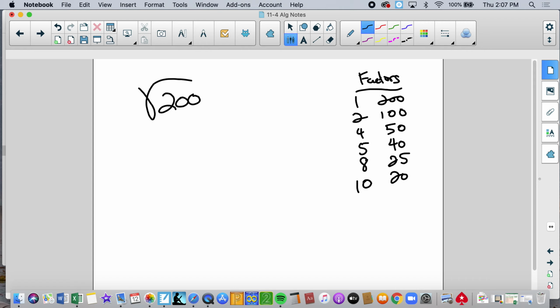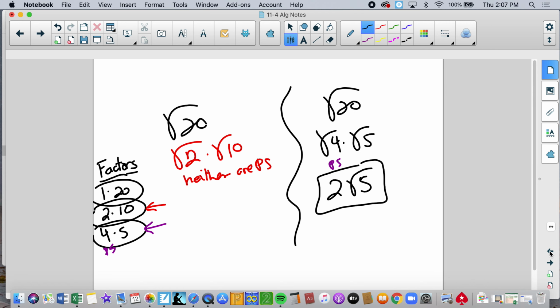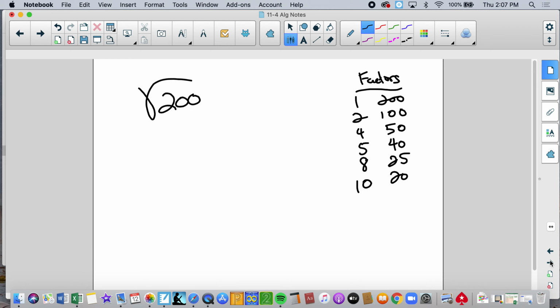Yeah, those are the factors. Now, that takes some time. We can make that more efficient. What numbers really help us out? What numbers have helped us when we broke them down? Perfect squares. So when we look at factors, we're just looking for perfect square factors.